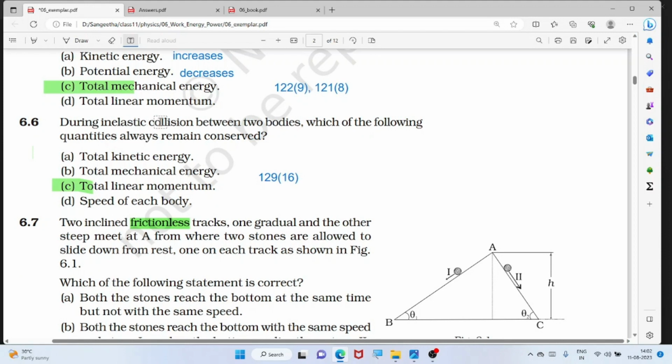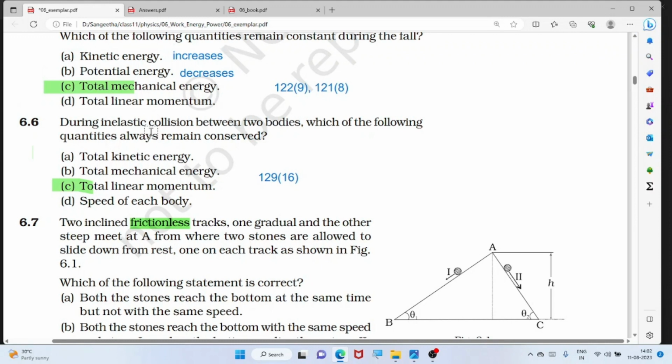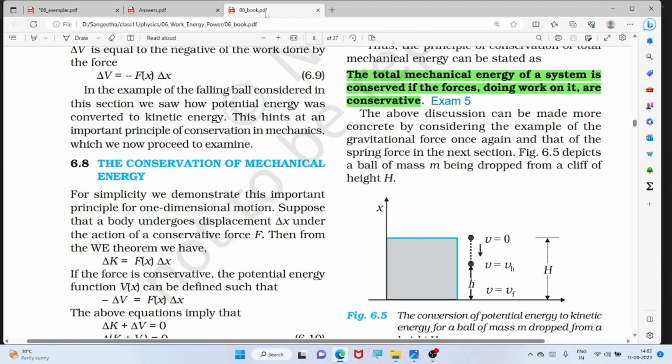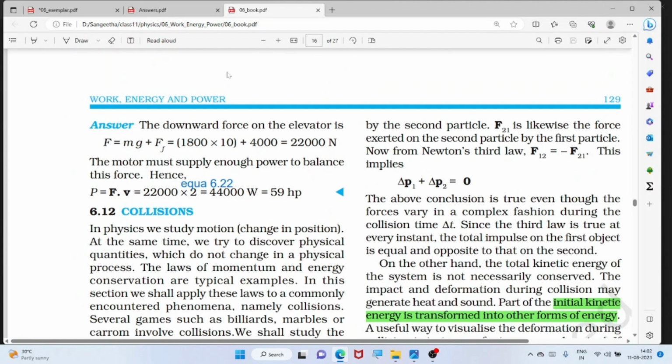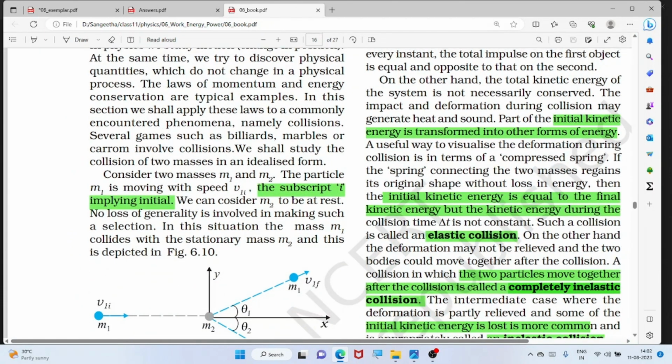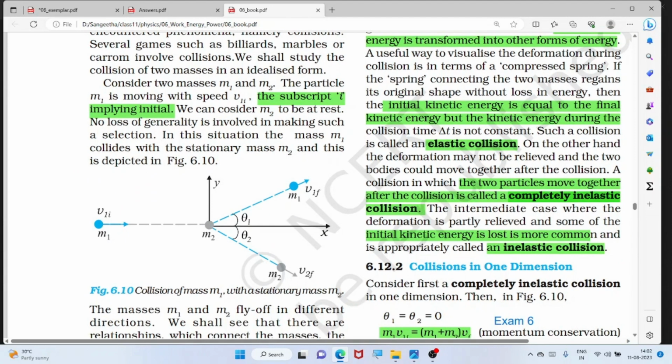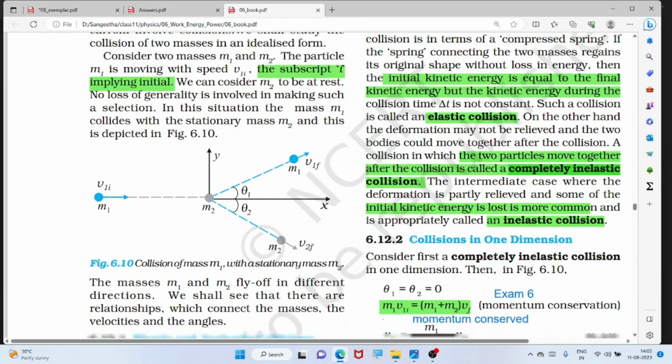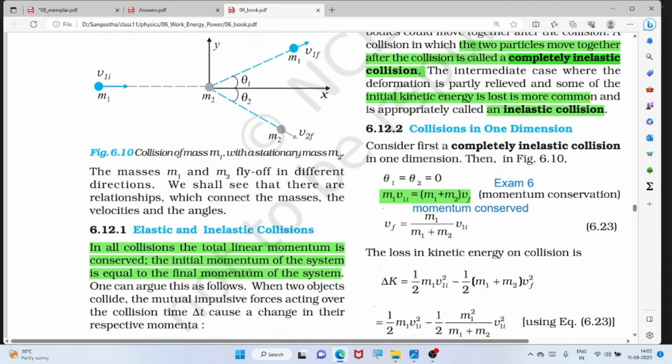During the inelastic collision between two bodies, which of the following quantities remain conserved? In an inelastic collision, momentum is conserved, but not the kinetic energy. Kinetic energy will be lost.